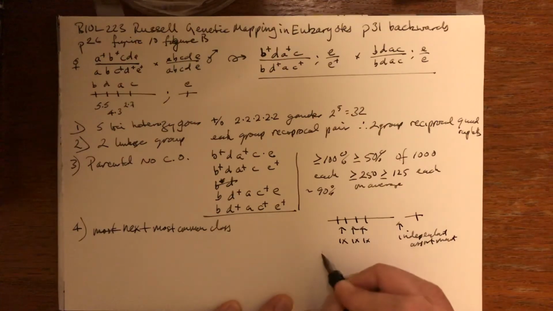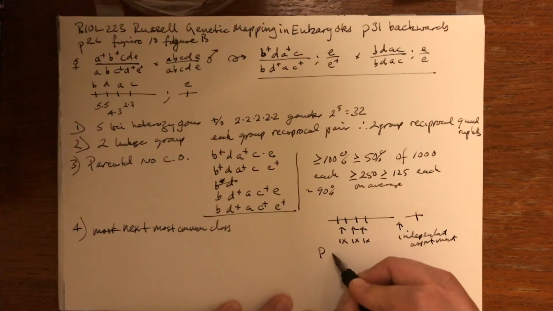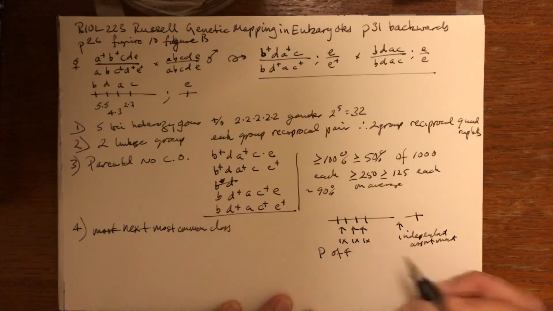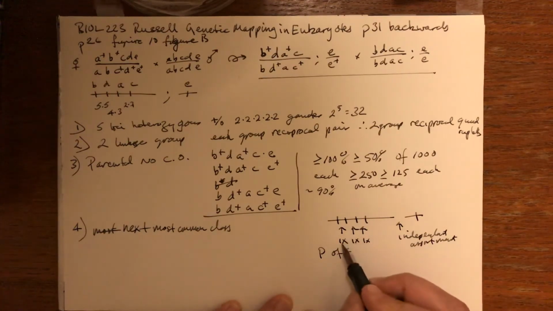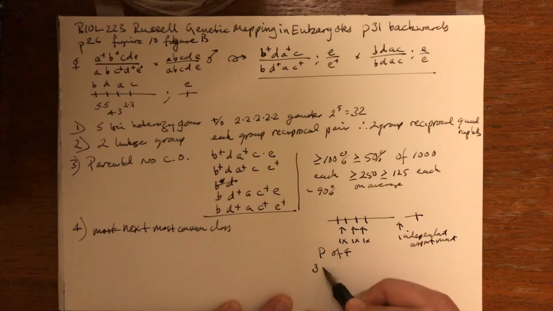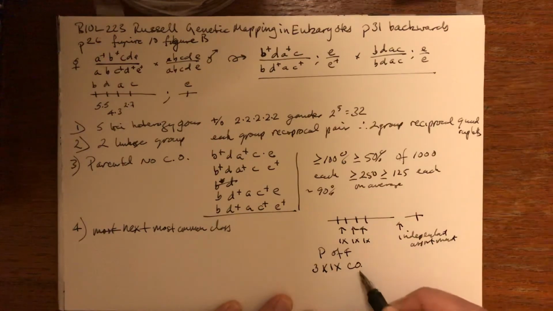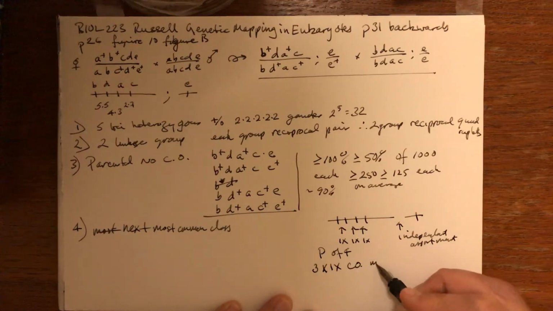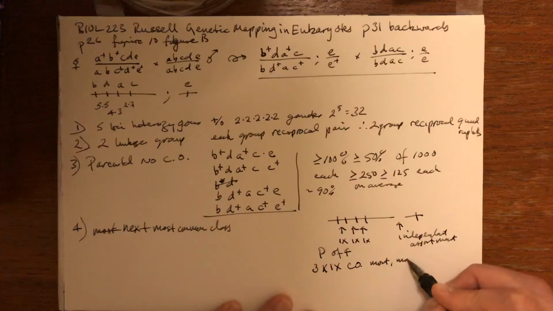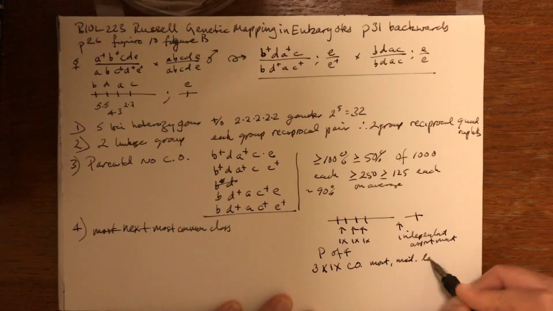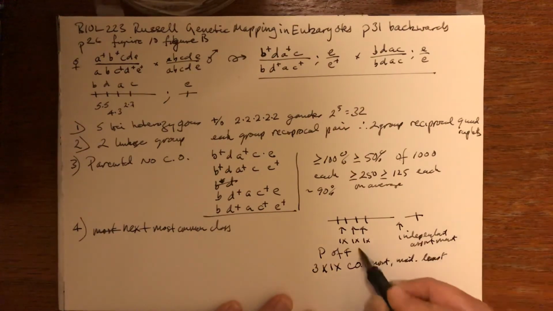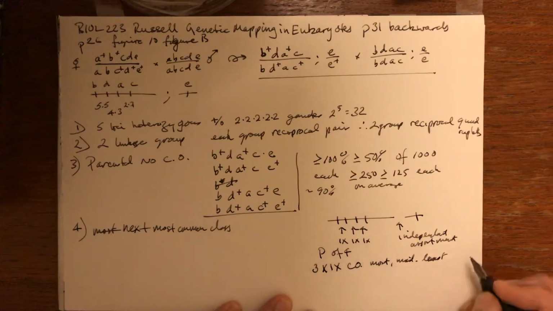So we expect to see a parental group of 4. Then we expect to have 1, 2, 3 groups of single crossing over. Expect to see 3 of those: most, middle, and least common. And then we would expect to have each of those in quadruplets.